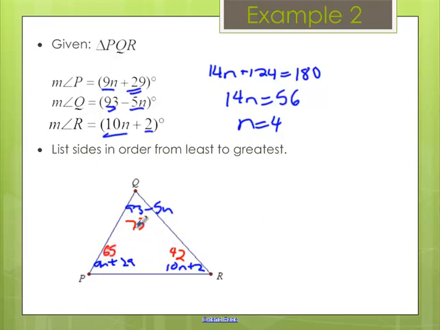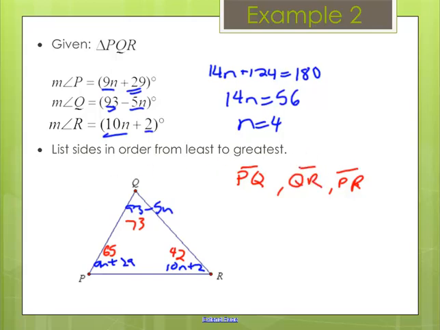So to find the biggest side, you have to find the biggest angle. Angle Q is the biggest angle, so across from it, PR is the biggest. I'm going to put that one last. Apparently I'm writing backwards. PR is the biggest. The smallest is across from 42, that's PQ. And the one in the middle is across from the middle angle, so QR is the one in the middle.